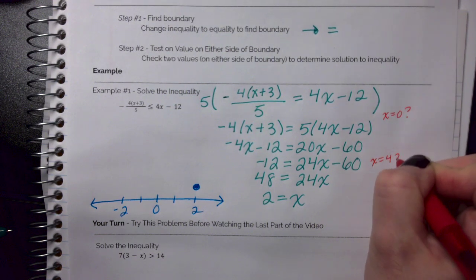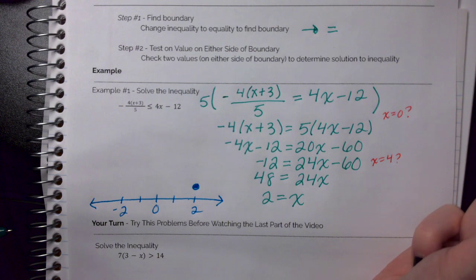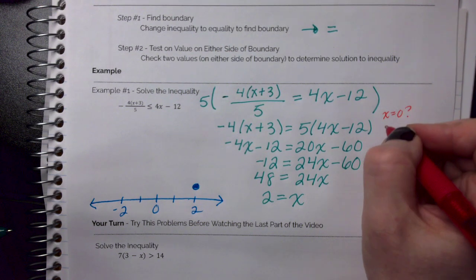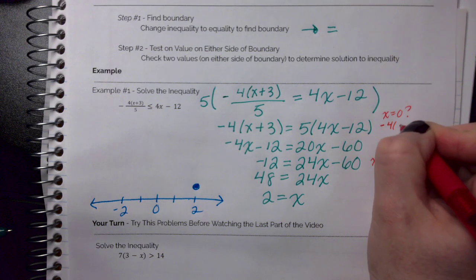Any number to the left or right works. You want to do one on each side. Only one should be true or you've done something wrong. I happen to really like 0 because it often makes it easier to simplify.